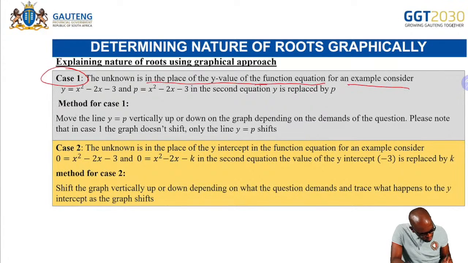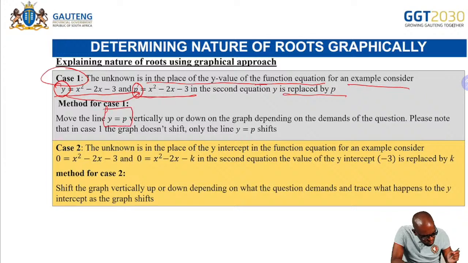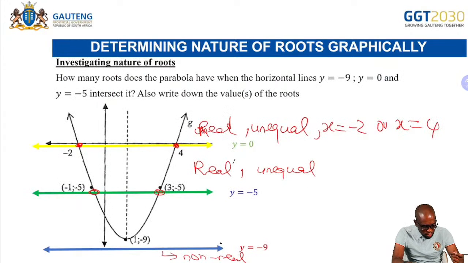For example, consider y equals x squared minus 2x minus 3, and p equals x squared minus 2x minus 3. In the second equation, y is replaced by p. You can see here where there was y, you now have p. So in order to attempt those questions, you need to move the line y equals p vertically up and down. So you'll be moving the line just like we were doing here.